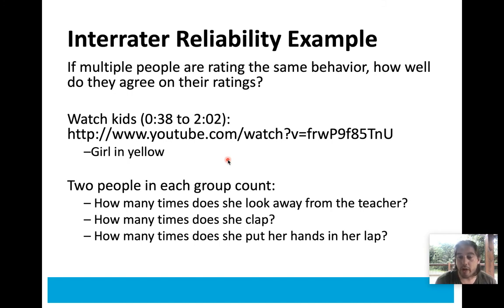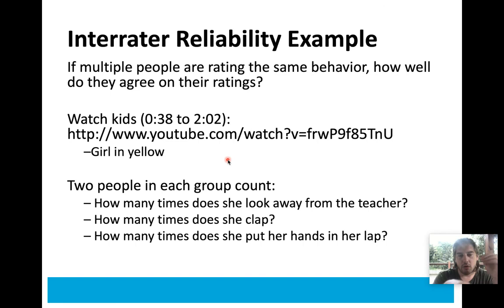If I don't train you very well, right? So go into this with like no training, and notice that some of the behaviors might be ambiguous. Some of the time you might be able to interpret it one way or another, or did that really count as looking away from the teacher or not? And if she goes like this, right, that's a clap. But if her hands don't touch, is it a clap? If she just puts her hands together, does that count as a clap, right? There's ambiguity in these behaviors in this video.